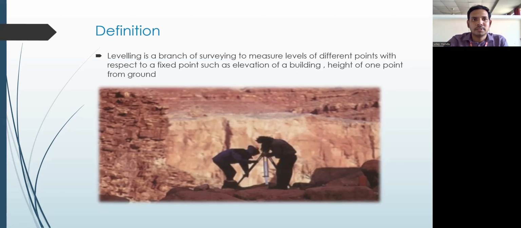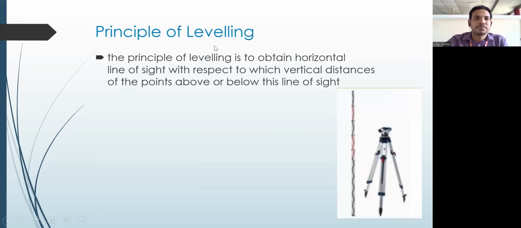Okay, now let's go with the next one. Principle. What is the principle of leveling? The principle of leveling is to obtain a horizontal line of sight with respect to which the vertical distance of points above or below the line of sight is measured. As I told you, the main principle of leveling is to measure the vertical distance which is above the line of sight or else below the line of sight.